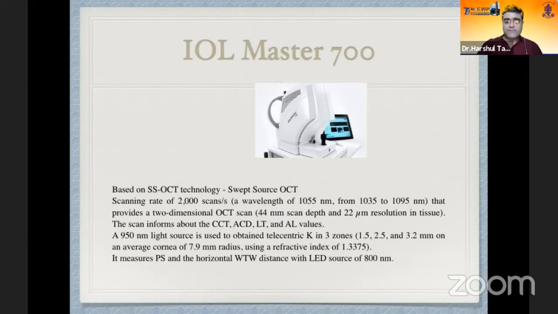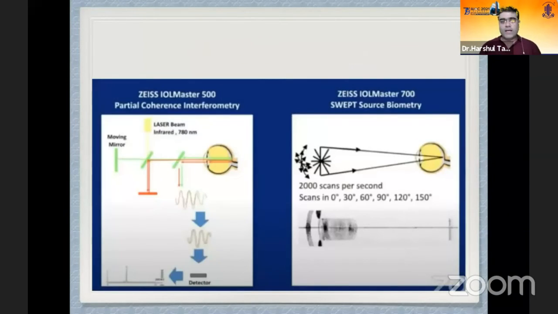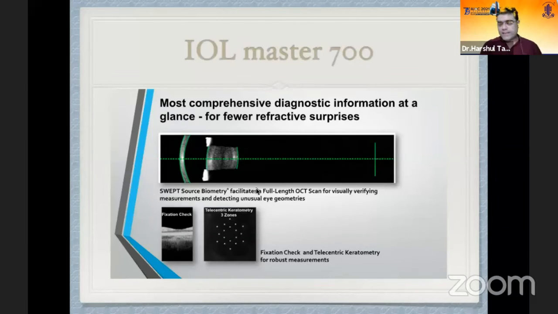So this swept source biometry provides a full length OCT image of the eye, showing anatomic details in a longitudinal cut. If we see a depiction of this image, it allows identification of unusual features, like lens tilt and decentration, which can contribute to suboptimal outcomes. Then the OCT image also allows us to check for foveal fixation. If this fixation is not good, we can again take the measurements.